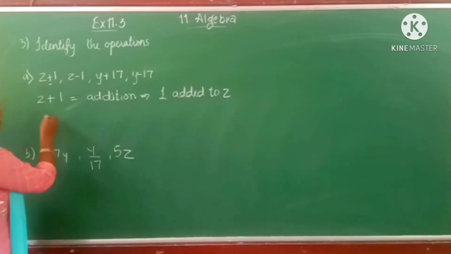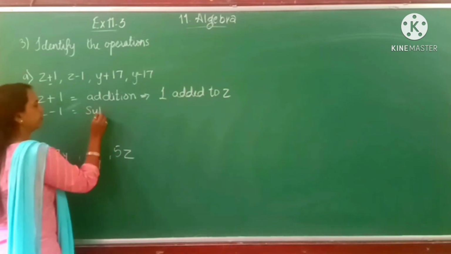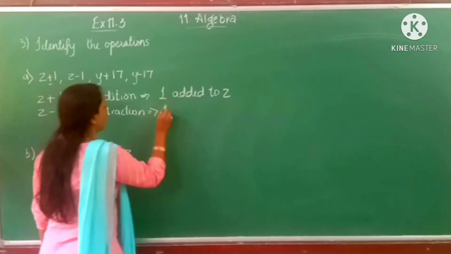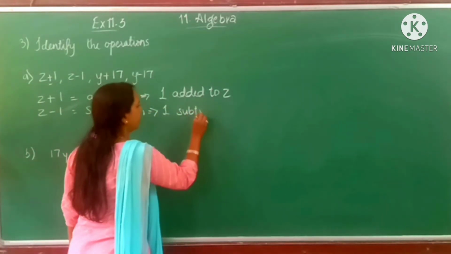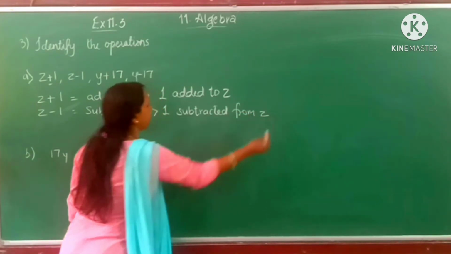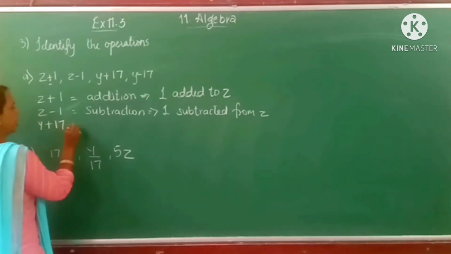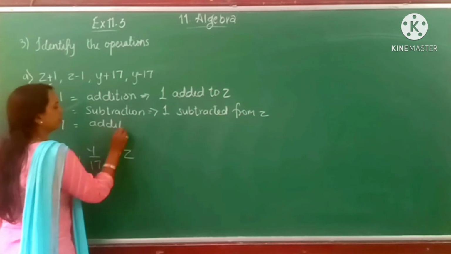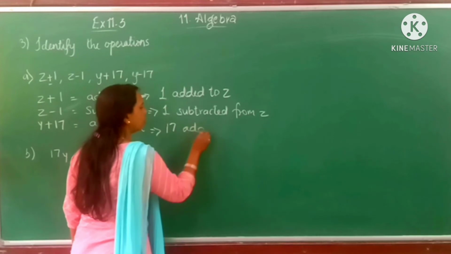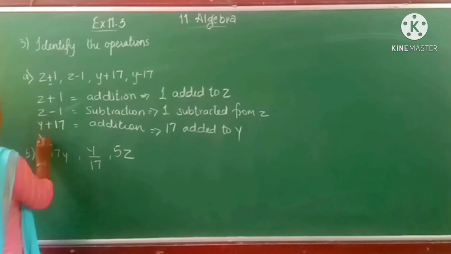Talking about next, z minus 1. So here which operation? Here subtraction. How is the expression formed? When 1 is subtracted from z. Now next, y plus 17. Now here again which operation? It is addition. How is it formed? 17 added to y.